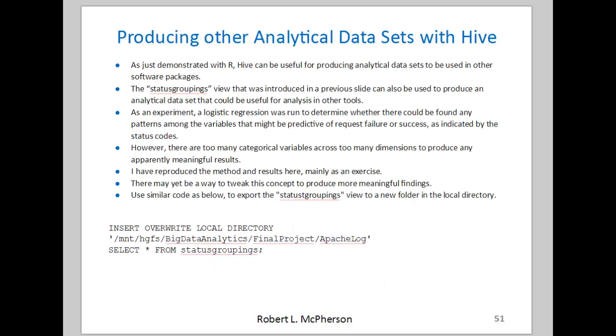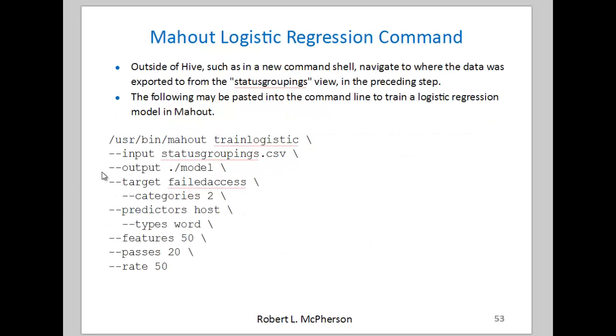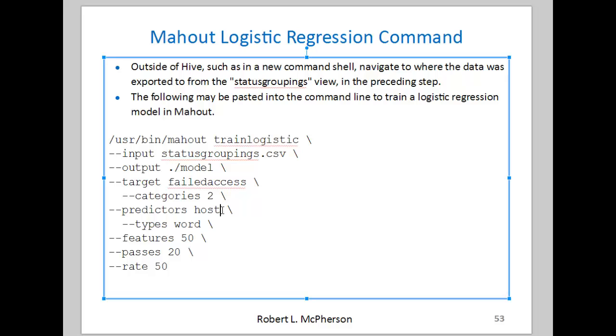And we can produce other data sets as well, such as for logistic regression. And here I ran one in Mahout, and I ran a number of cases. This one was interesting, I thought. The predictor used was host, and I just wanted to see if you use host as a category, do any of them tend to be associated with failed codes?